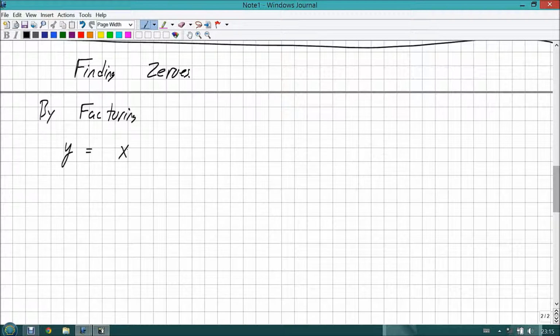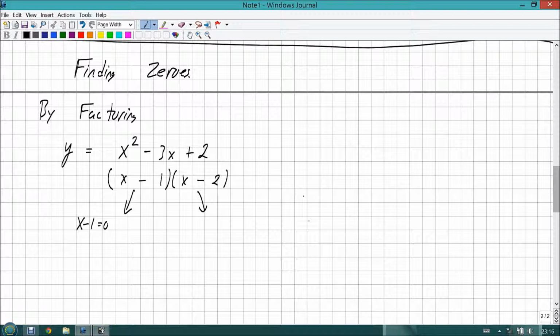If we see something like y is equal to x squared minus 3x plus 2, then we would say, okay, what factors of 2 add up to 3? And that's, of course, 1 and 2. We note that the negative is dominant, so they're both negative. So after we factor it, we set each factor equal to 0. So we have x minus 1 is equal to 0, and x minus 2 is equal to 0. Solving, we get x is equal to 1, and x is equal to 2. So the 2 zeros would be at 1 and 2.